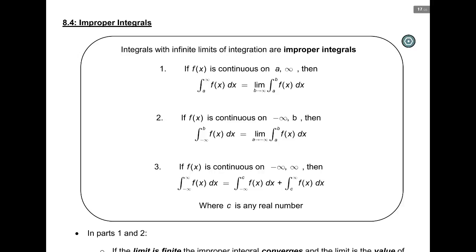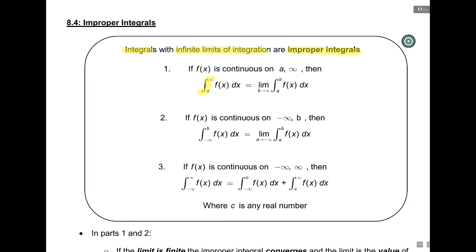Okay, so let's take a look at 8.4 improper integrals. Integrals with infinite limits of integration are called improper integrals. So we have f of x is continuous on the interval from a to infinity. Then this is how it's written: the integral from a to infinity of f of x dx.